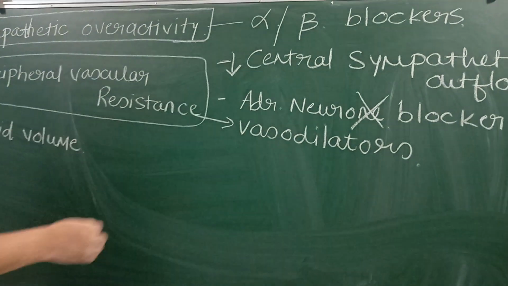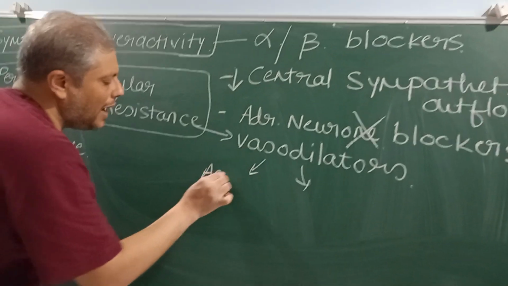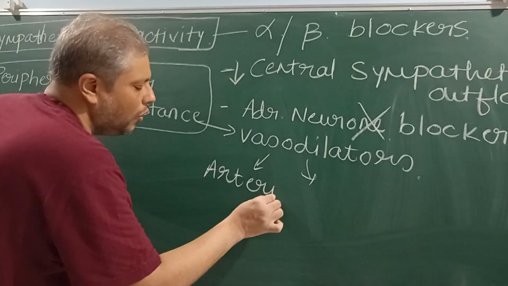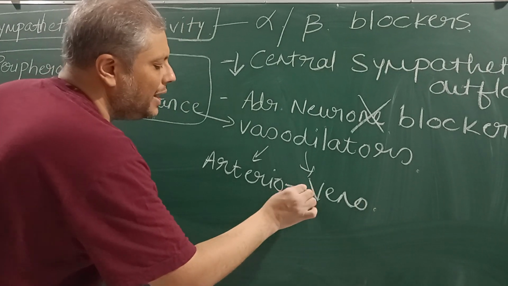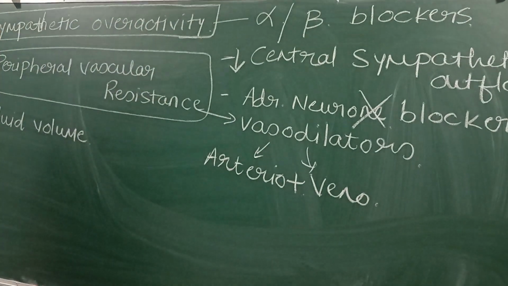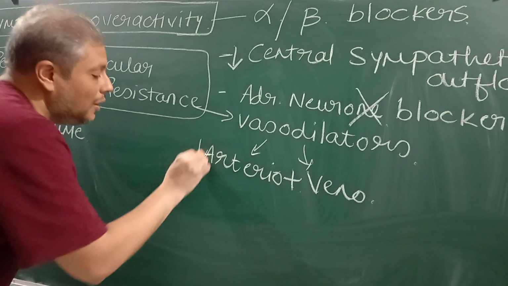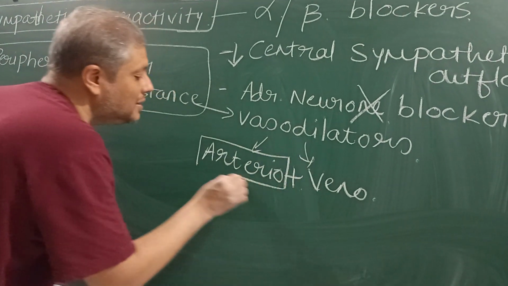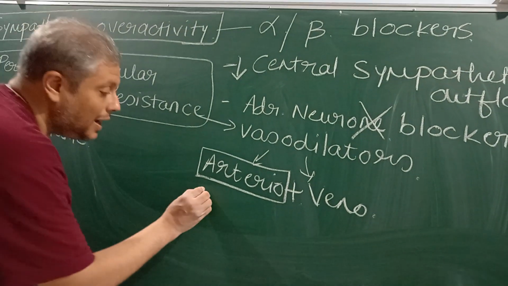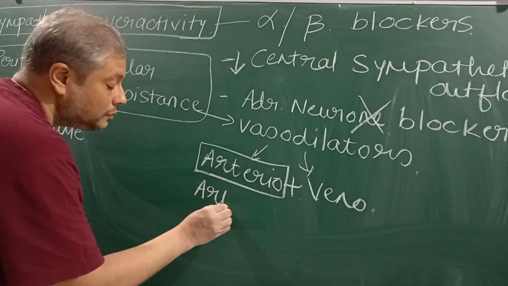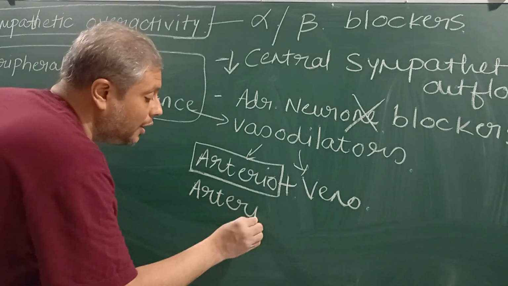Now whenever the term vasodilator comes, there is either an arteriodilator, or a venodilator, or a combination of both arterio and veno. But dear friends, primarily the peripheral vascular resistance means the resistance offered by the arterioles. It is very clear, I am telling, not arteries, but only the arterioles.